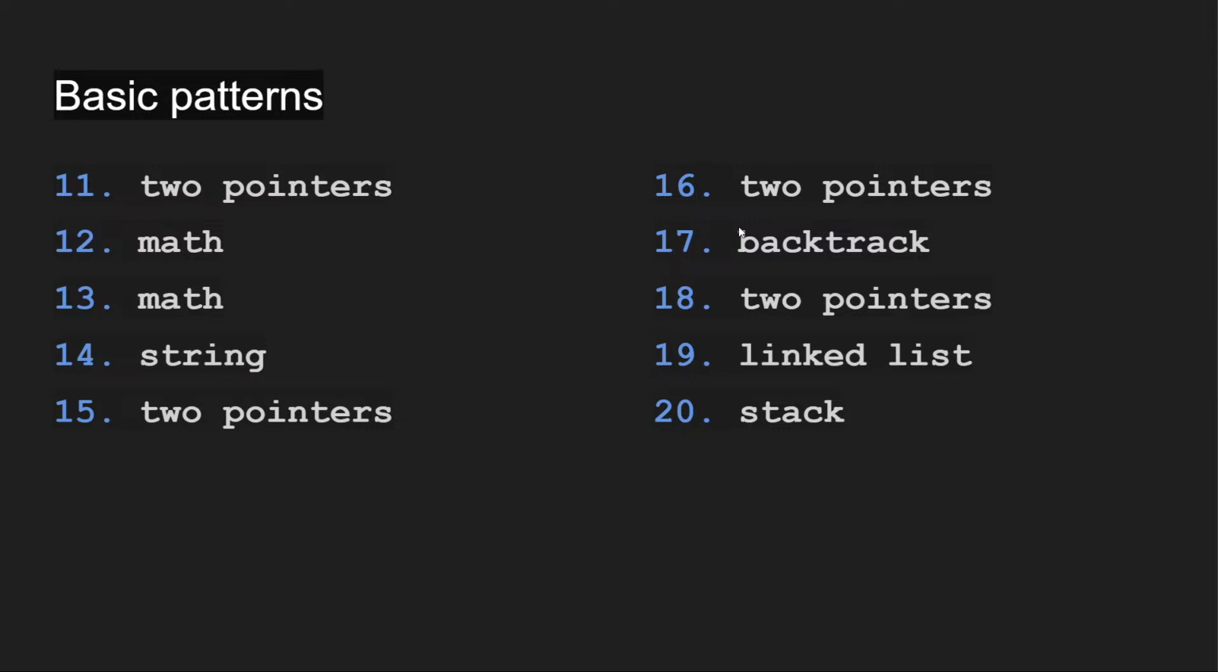And for problem 17, backtracking is going to be the easiest way to solve. And for 19, it is a linked list problem, so we will use just one pass to solve it. And for 20, it is a stack problem. We need to basically understand what a stack is and how to use the stack to do the basic operations and to solve the problem.